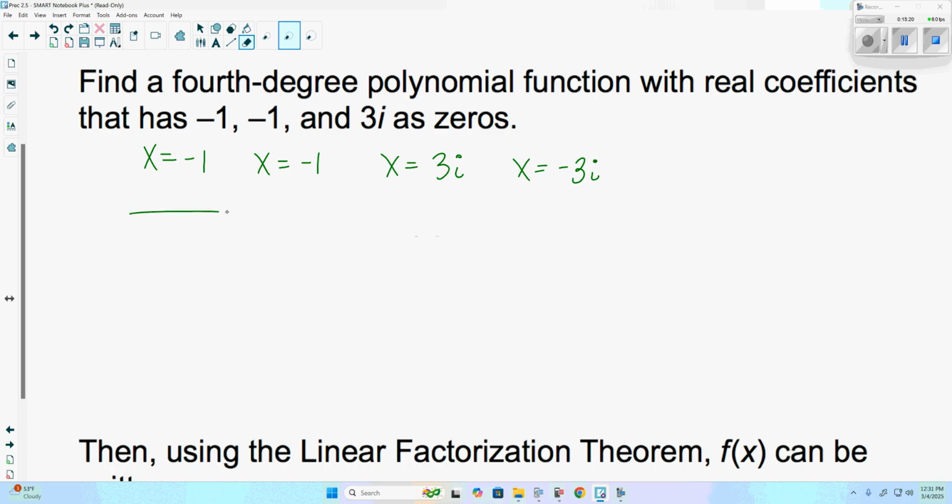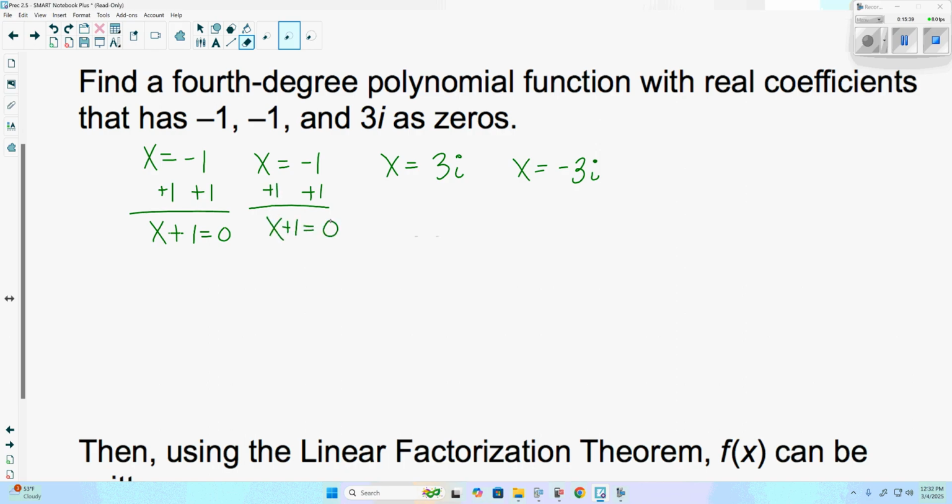And really, to find the linear equation, all we've got to do is get all three, or well, four of these here back equal to 0. We're going to move everything back to the other side.